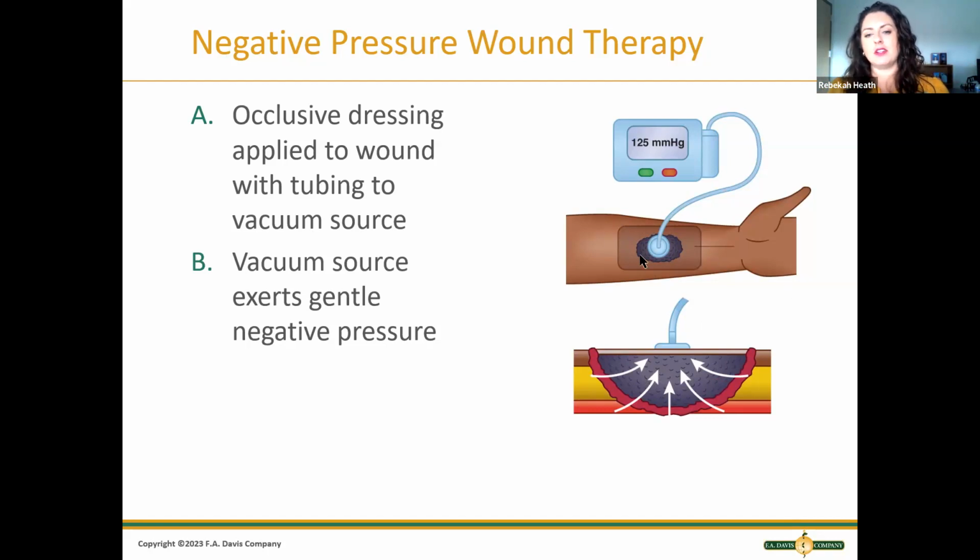And when you attach this tube to the vacuum and activate the vacuum, that gauze or foam compresses down and it sucks any extra fluid, exudate, anything from that wound. It's very gentle negative pressure. And these can be very effective at helping patients' wounds to heal. I think you'll learn some about this in foundations when you do your wound care.